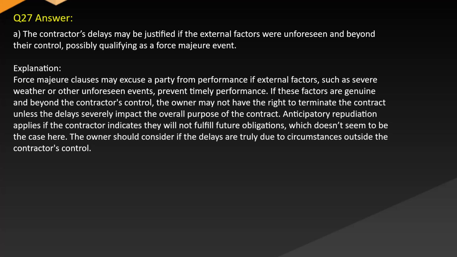Answer: A. The contractor's delays may be justified if the external factors were unforeseen and beyond their control, possibly qualifying as a force majeure event. Explanation: Force majeure clauses may excuse a party from performance if external factors, such as severe weather or other unforeseen events, prevent timely performance. If these factors are genuine and beyond the contractor's control, the owner may not have the right to terminate the contract unless the delays severely impact the overall purpose of the contract. Anticipatory repudiation applies if the contractor indicates they will not fulfill future obligations, which doesn't seem to be the case here. The owner should consider if the delays are truly due to circumstances outside the contractor's control.